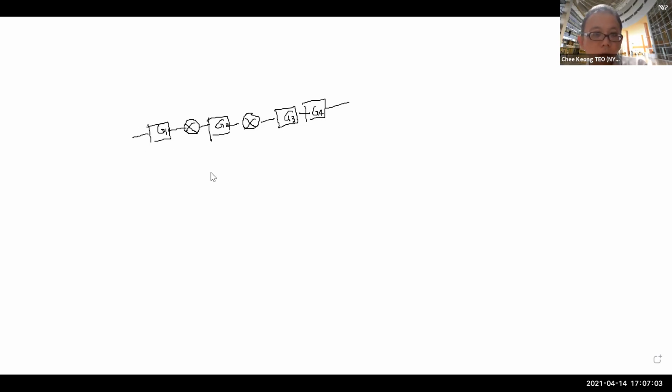Then I have this summing point going to where? This summing point coming from G3, G4, right? So G3, G4 go up, there it goes to one block and come back to the summing point. Right? And that is actually H2.